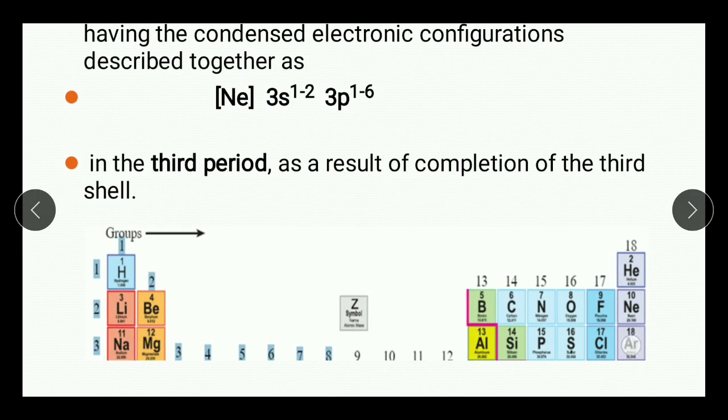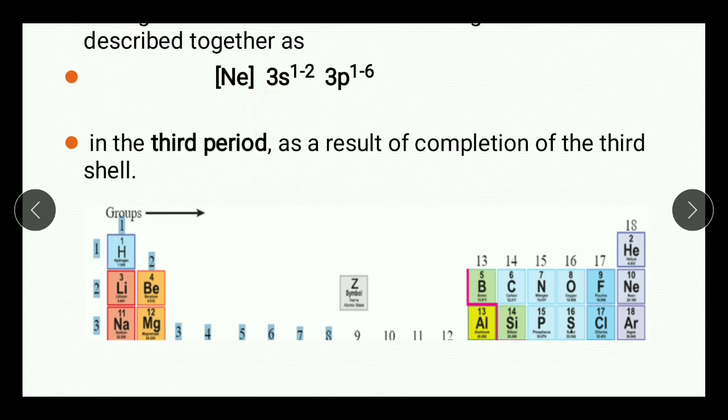Now neon with atomic number 10 is complete. 3s1 is sodium. Square bracket neon and then 3s1. That is sodium. That means 10 plus 1 is 11. When we come to magnesium, it will be 3s2. So 3s1 is for sodium, 3s2 for magnesium. And now when we come to aluminum, how are you going to write the electronic configuration? Atomic number 13, neon with 10, 3s2, 3p1.